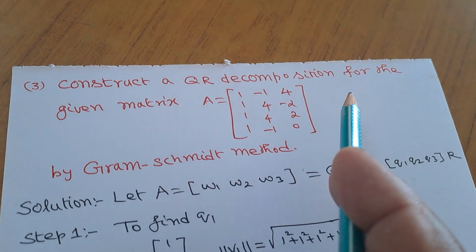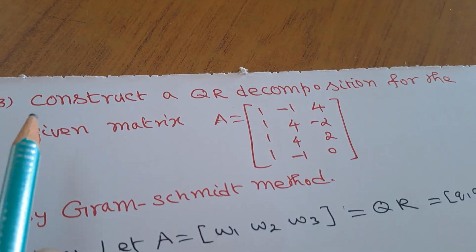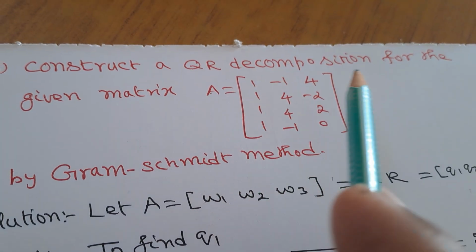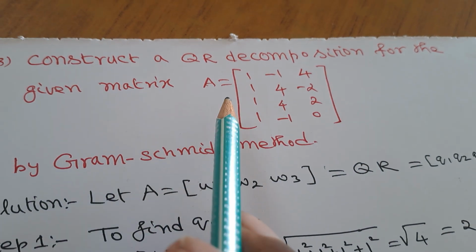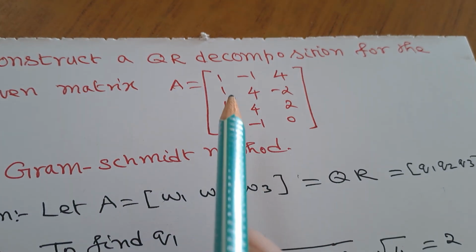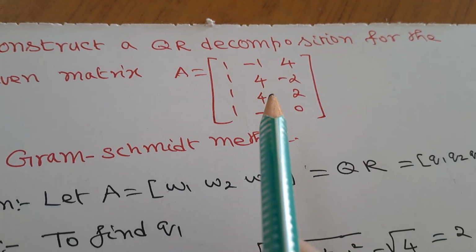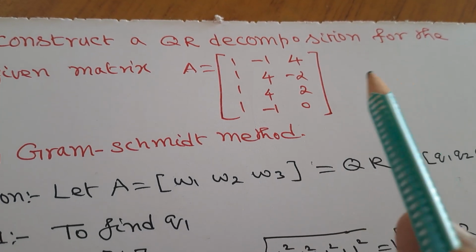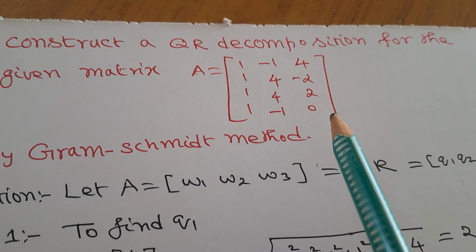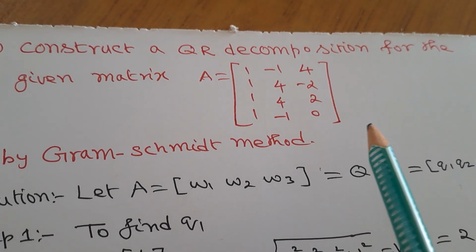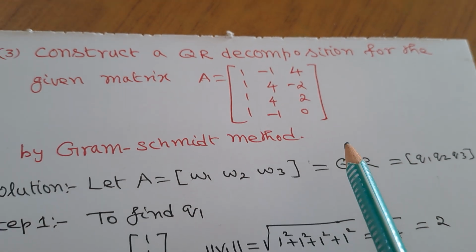QR decomposition, classical method, question number 3. Construct a QR decomposition for the given matrix. Capital A is given. First column 1, 1, 1, 1. Second column minus 1, 4, 4, minus 1. Third column 4, minus 2, 2, 0. So given is a 4 cross 3 matrix, by the Gram-Schmidt method.